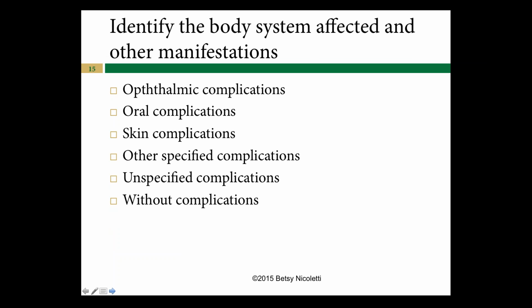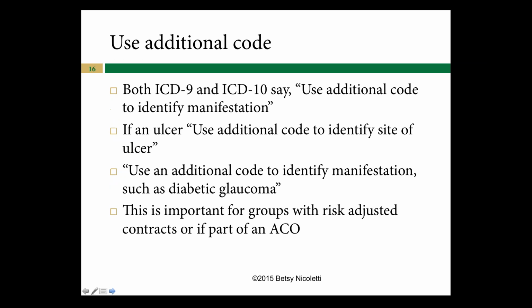In ICD-9, diabetes is described as controlled or uncontrolled. That distinction goes away in ICD-10. So it's diabetes without complications or with a specific list. And then those are combination codes just like in ICD-9. Both ICD-9 and ICD-10 say for some of these complications, use an additional code to identify manifestation.